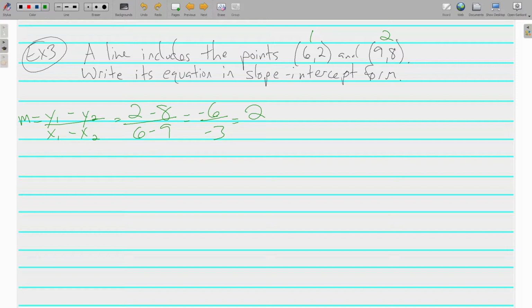So now we know we can use point-slope because we know a couple of points and we know the slope.